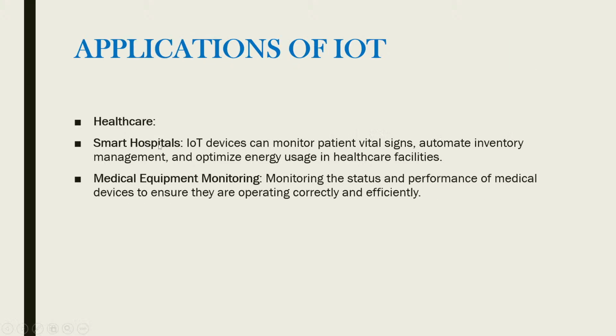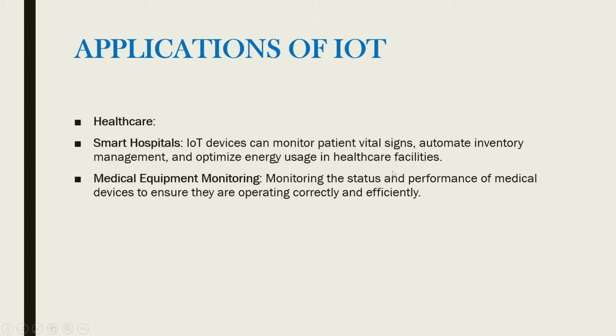Then healthcare systems, smart hospitals: IoT devices that monitor patient vitals, automate inventory management, optimization. Inventory management is a very good thing because for hospitals, inventory management is very critical. Suddenly they have a patient and they need certain medicine, and if they're out of stock, that might be a fatal situation. So inventory management is very critical when it comes to hospitals, and that can be automated using Internet of Things.